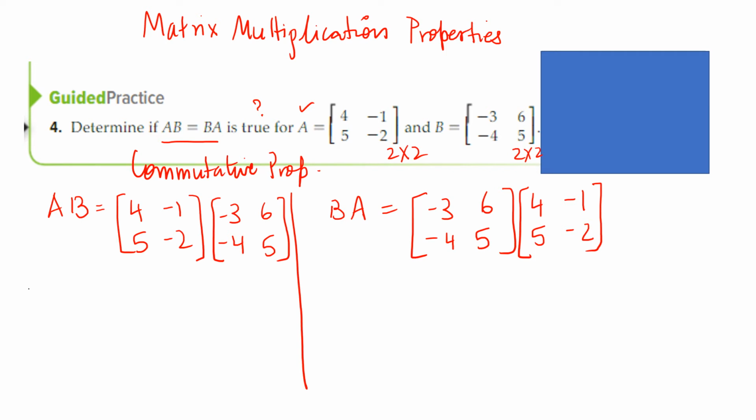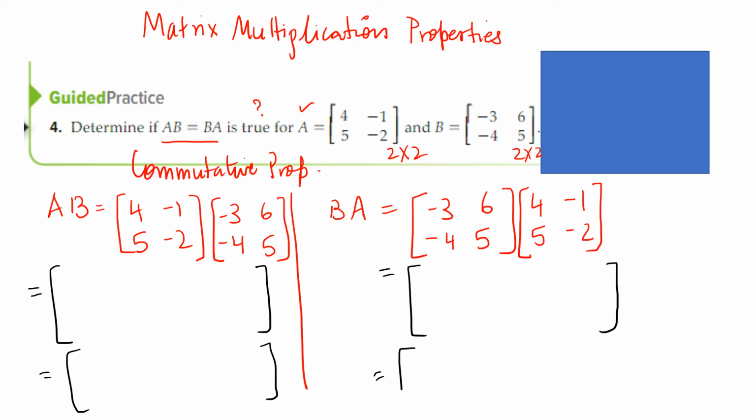However, now that you know the rule for multiplication very well, we are going to directly move to the multiplication steps and then in the end we are going to compare. So let's go ahead and finish this up. So 4 multiplied with negative 3 plus 4.